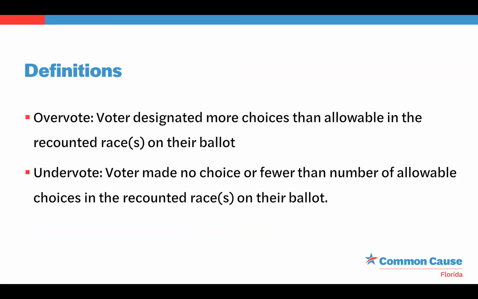In the undervote, the voter made no choice or fewer than the number of allowable choices in the race on their ballot. Again, in the races ordered by the Secretary of State to be recounted, the selection was for one. There were no multiple choices to which the voter could undervote.